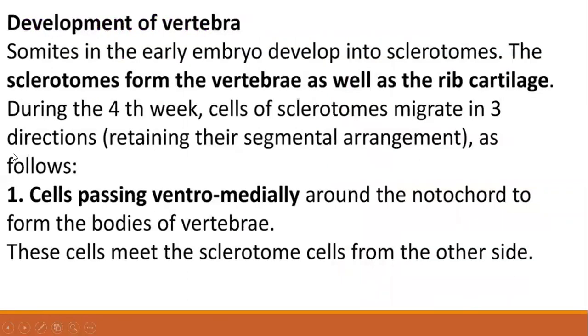By the 4th week of intrauterine life, the cells of the sclerotome part of the somite migrate in 3 directions. They can pass ventromedially around the developing notochord, and this is going to form the bodies of the vertebrae. The cells meet the sclerotomic cells of the opposite side.